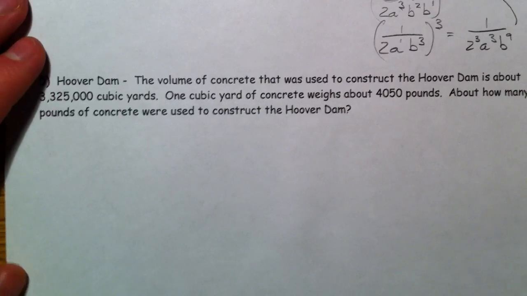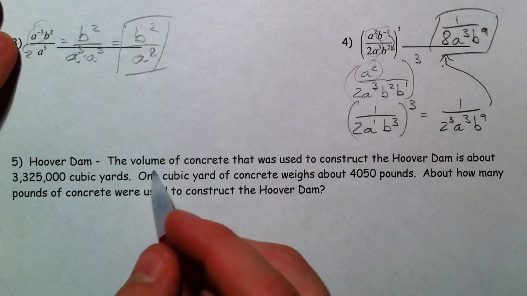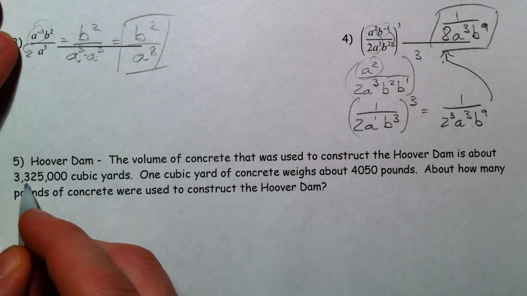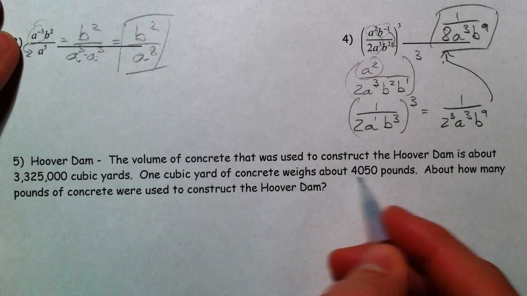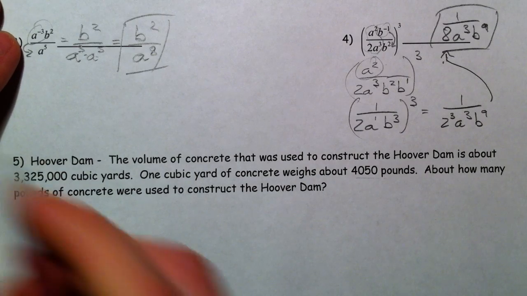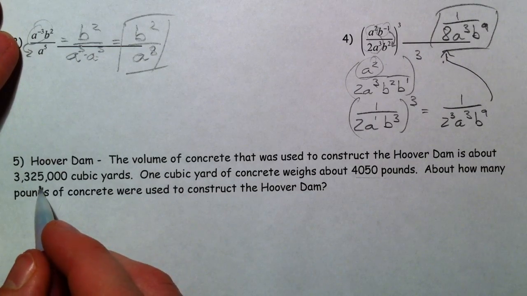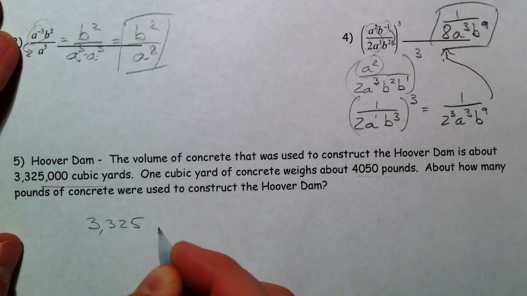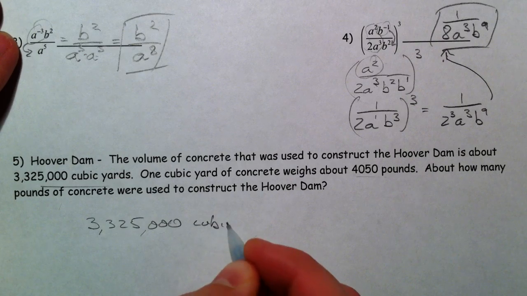Alright, so finally, the last problem. Volume of concrete that was used to construct Hoover Dam is about 3,325,000 cubic yards. 1 cubic yard weighs 4,050 pounds. How many pounds of concrete were used to construct the Hoover Dam? So, cubic yards.